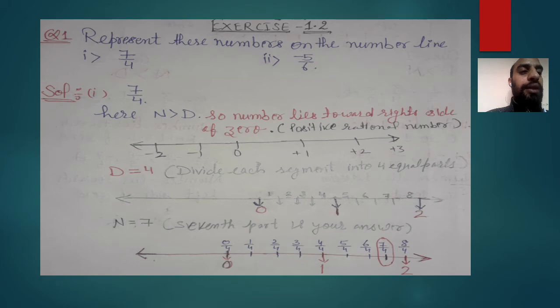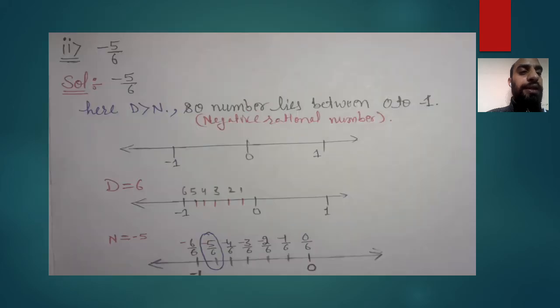So let's take one more example in the same series. Minus 5 upon 6. In this case you can see it is a negative rational number. And second thing, the denominator is greater than the numerator. In all cases, as I told you, if the denominator is greater, the number lies between 0 to 1 or 0 to minus 1. But this is a case of negative rational numbers, so the number lies between 0 to minus 1.